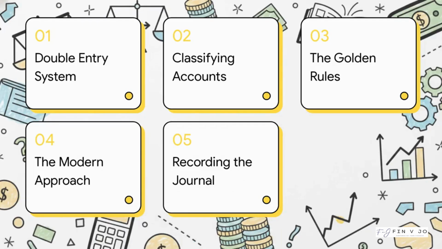So, here's our roadmap for today. 1. The double entry system. 2. Classifying your accounts. 3. The golden rules. 4. The modern approach. And 5. Recording the journal. Don't worry, we're going to learn this just like a language, step by step, starting with the history and moving all the way to writing our very own financial sentences.